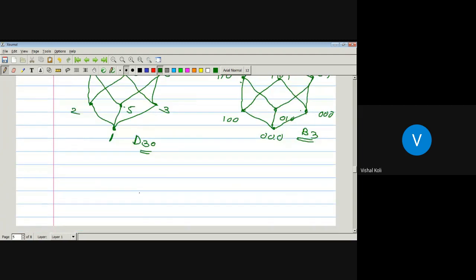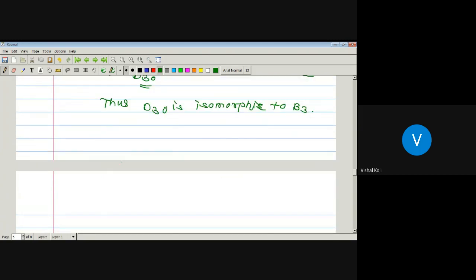So here D30 is isomorphic to B3, which implies by the previous result that D30 is a finite Boolean algebra.